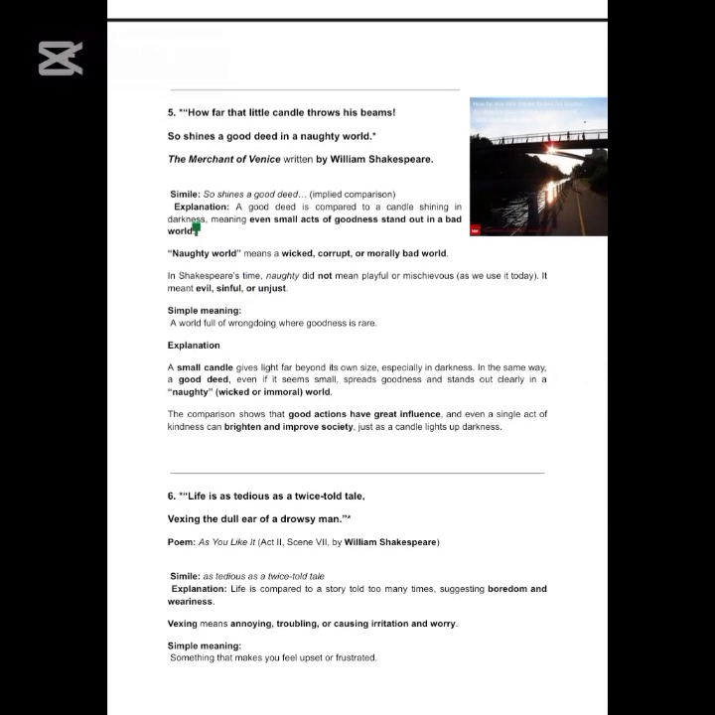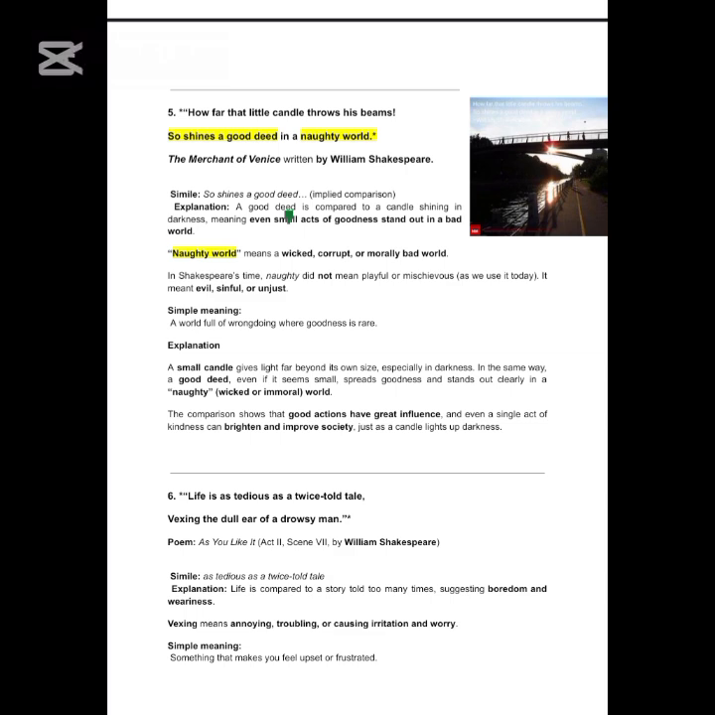How far that little candle throws his beam, so shines a good deed in a naughty world. So, the simile here is "so shines a good deed." This is the simile used by William Shakespeare in The Merchant of Venice, the play written by William Shakespeare. A good deed is compared to a candle shining in darkness, meaning even small acts of goodness stand out in a bad world. Naughty here does not mean mischievous or playful, but wicked, corrupt, or morally bad, at that time.